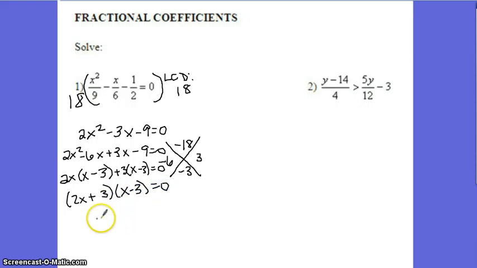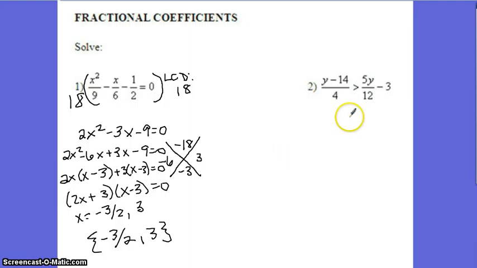And then remember, once you have it factored, to set each factor to 0 and solve. So we would get negative 3/2 and positive 3. So our two solutions here would go in your set notation, negative 3/2 and 3.